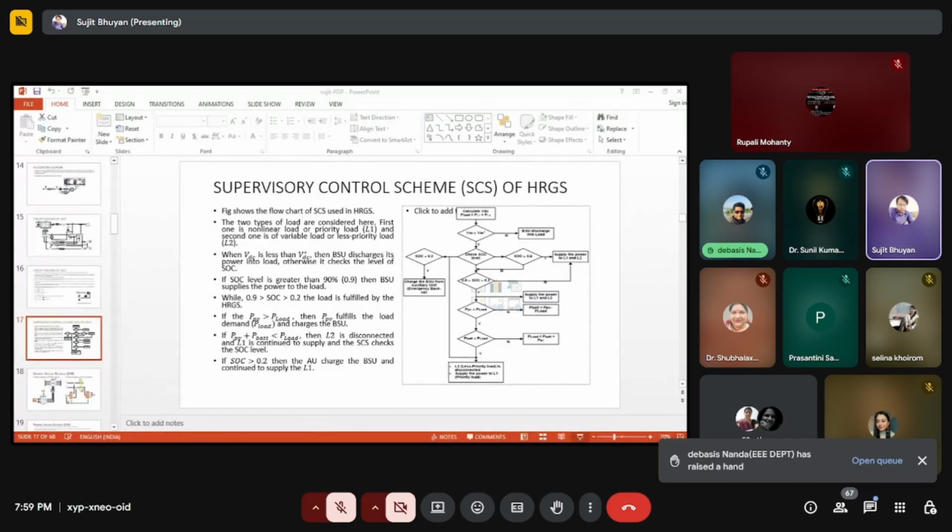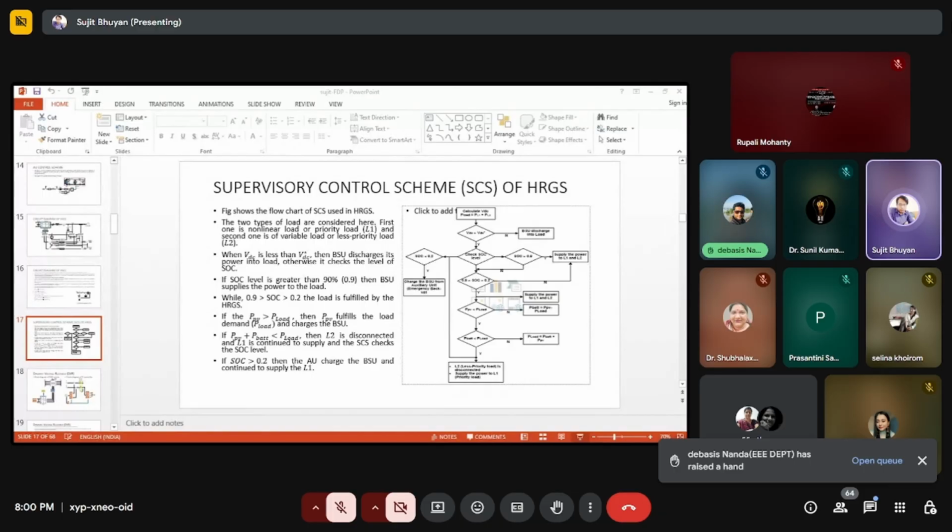Okay, let's describe what the supervisory control strategy is and what I have taken. Here, if the DC voltage, the actual voltage, is less than the DC reference voltage, then the BSU discharges, meaning the BSU power is supplied. If the condition is no, and if it is yes, then it goes towards the SOC level. Previously I described that SOC means state of charge. In industry practice we use the state of charge between 90 to 20%. Below it is harmful and above it is also harmful, so good battery health is always in between 90 to 20%. That's why I have taken 0.9 to 0.2. So it checks the SOC level.